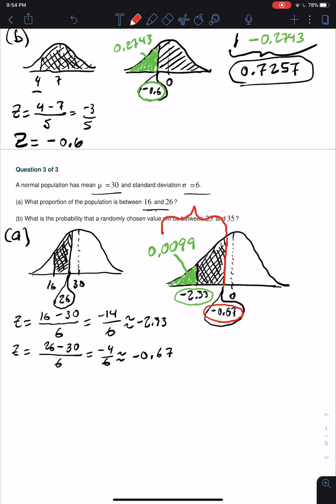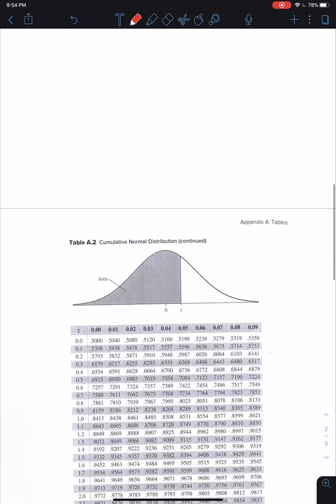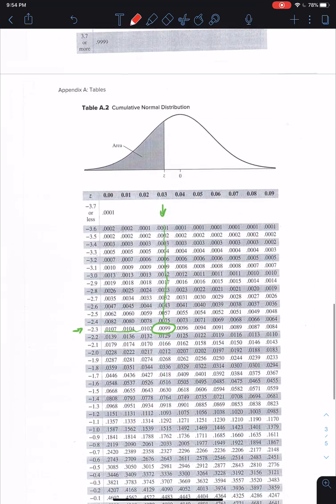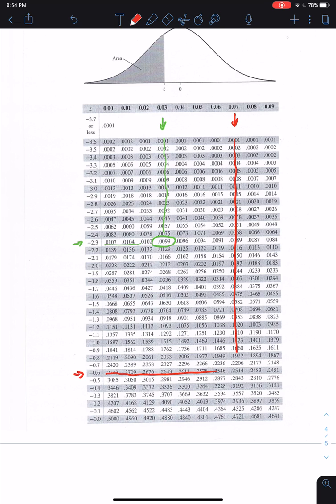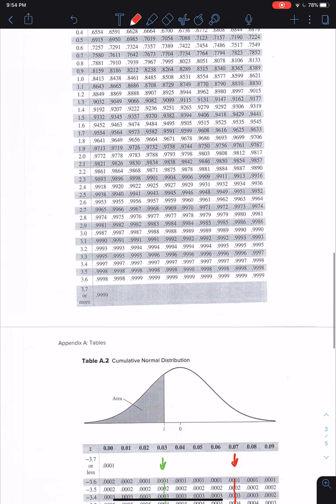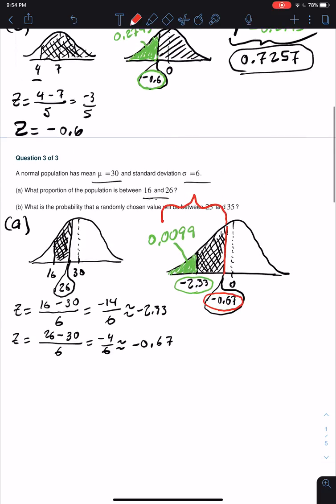We look up a negative 0.67. Let me do one more of those. Negative 0.67, negative 0.6, there it is. 7, there it is. So negative 0.67 is 0.2514.